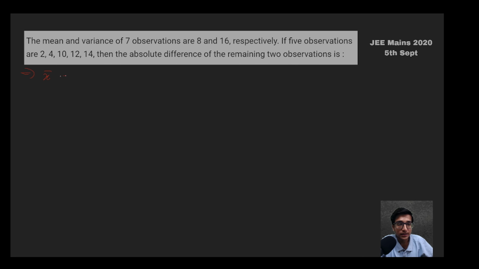So x bar is given to us, which is 8, and sigma square is given to us to be 16, and we know n is equal to 7. The observations given to us are 2, 4, 10, 12, 14. Let us assume that the other 2 observations are x and y.